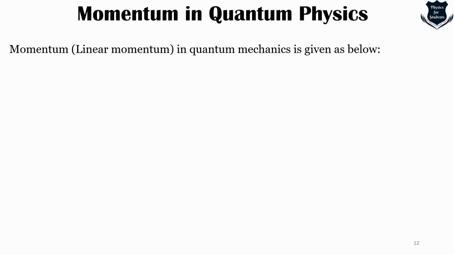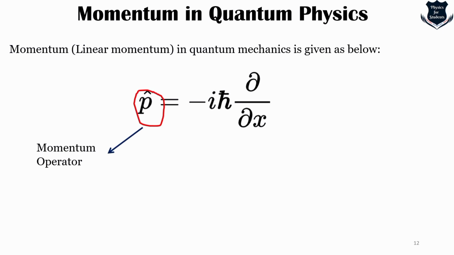So momentum, or linear momentum, in quantum mechanics is given like this. Now, what is this all about? It has got a minus i, the imaginary number, followed by the reduced Planck's constant and d by dx. So let us find out what it is all about.